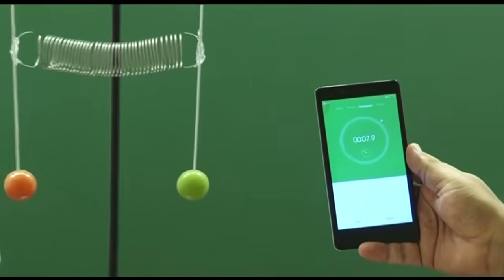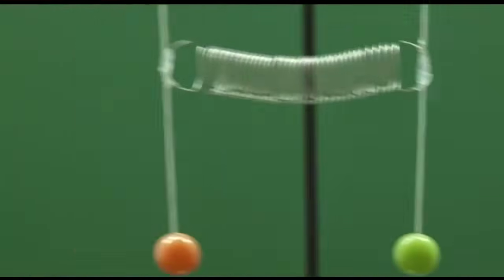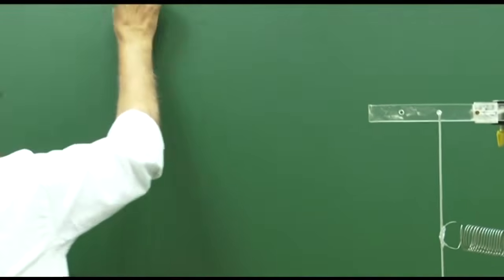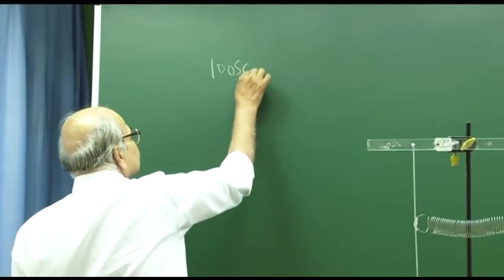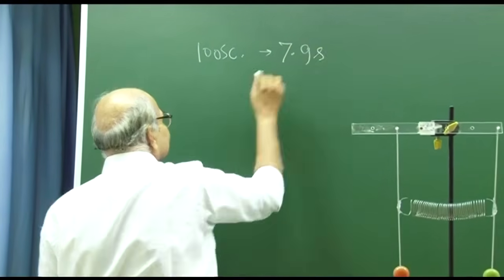Okay. So, what is the time? 7.9 seconds. All right. So, the time for 10 oscillations is 7.9 seconds. Okay.